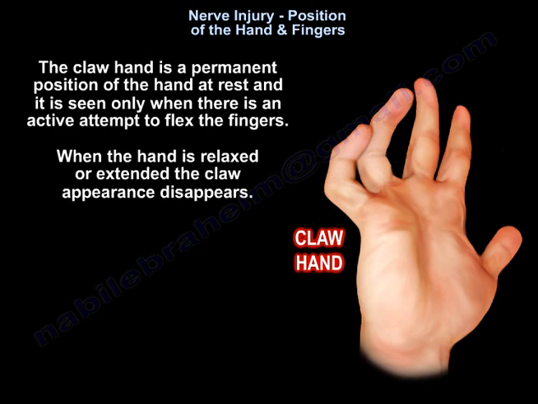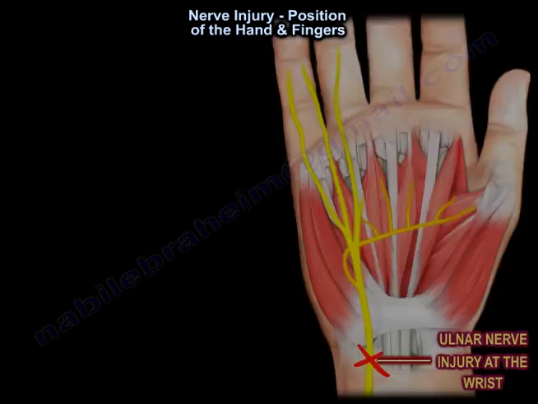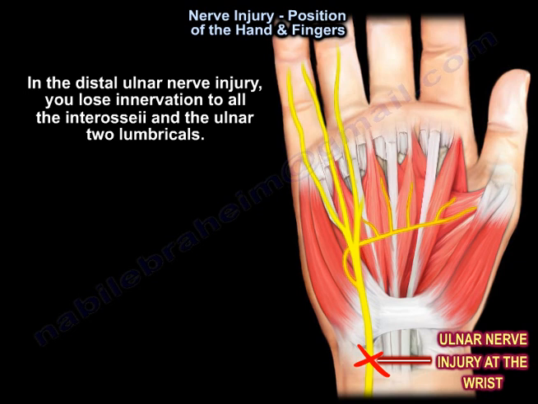Clawhand is not a permanent position of the hand at rest, and it's seen only when there's an active attempt to flex the fingers. And when the hand is relaxed or extended, the claw appearance disappears. In the distal ulnar nerve injury, you lose innervation to all the interossei and the ulnar two lumbricals.